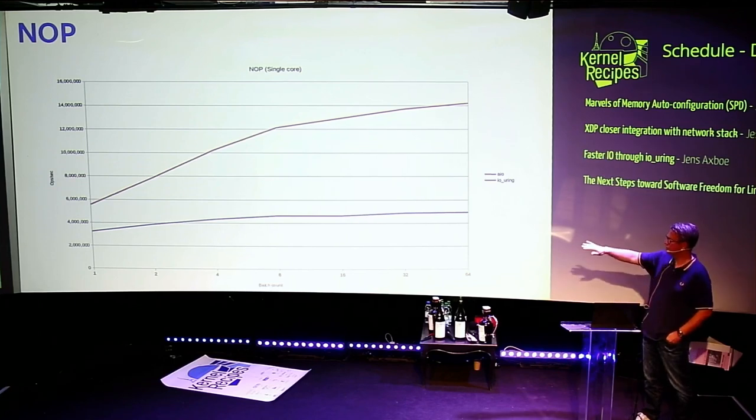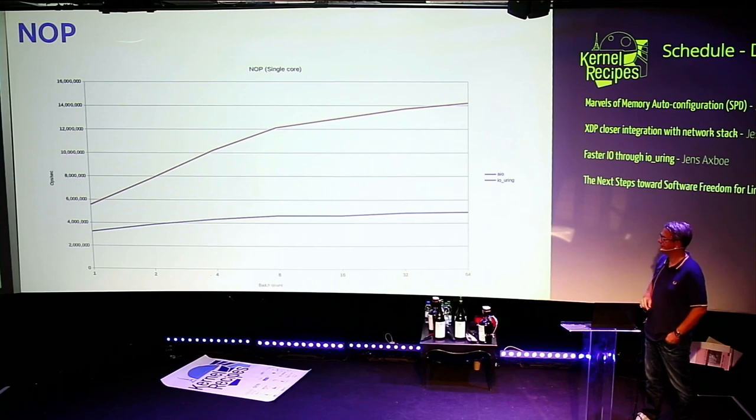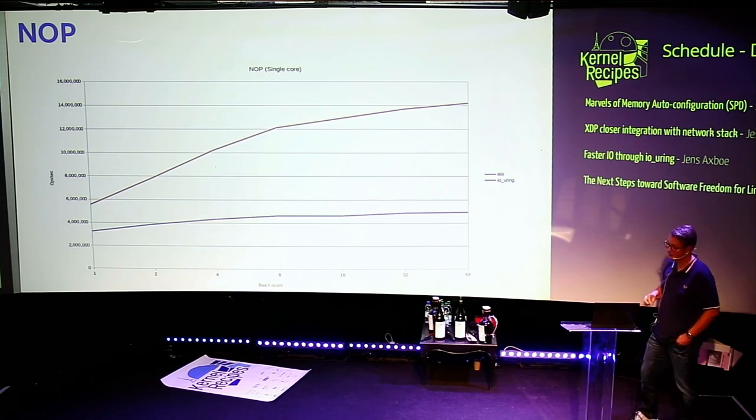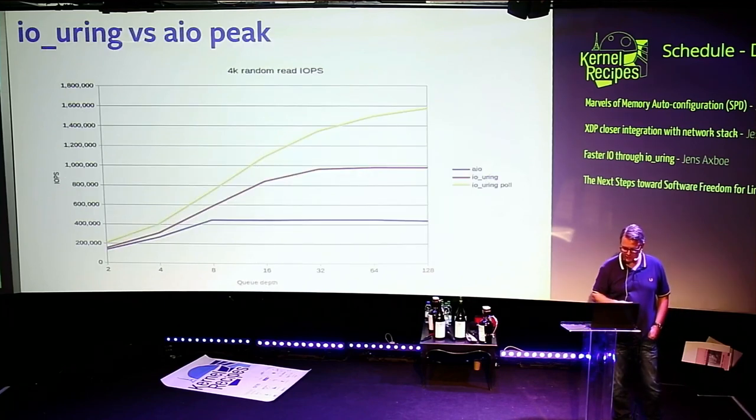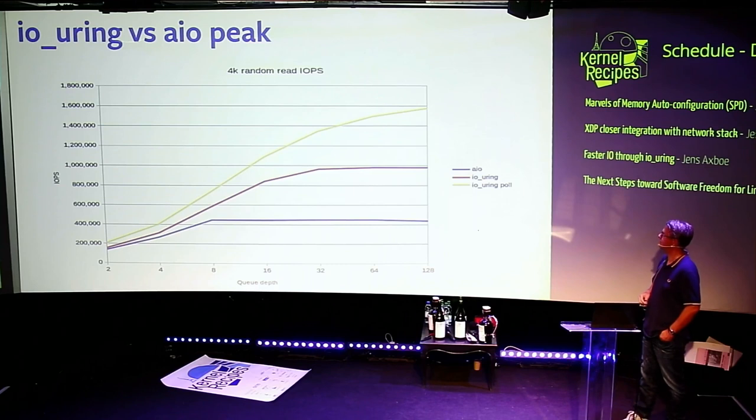And that gives you a good picture of the flatlining of AIO at about 4 million IOPS, 4 or 3, something like that, whereas io_uring is much more efficient in handling these very basic kinds of commands. And, you know, given that no-ops isn't particularly interesting, here's doing actual IO as well.